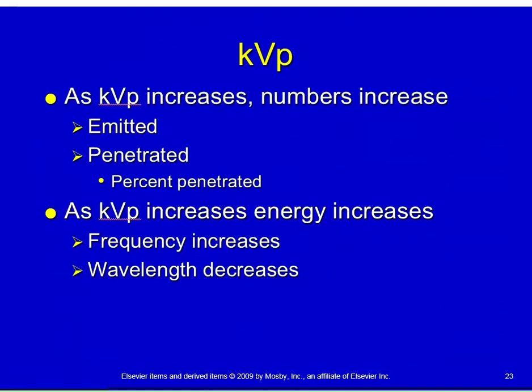So as kVp increases, what really changes is frequency and wavelength. Thinking back to the first semester when we were talking about electromagnetic energy, which is what X-rays are. They're a form of invisible light. As kVp increases, what we get is an increase in frequency because the wavelength gets shorter. So X-rays and gamma rays are very high frequency, short wavelength, as opposed to other forms of electromagnetic energy, which have longer wavelength and lower frequency.